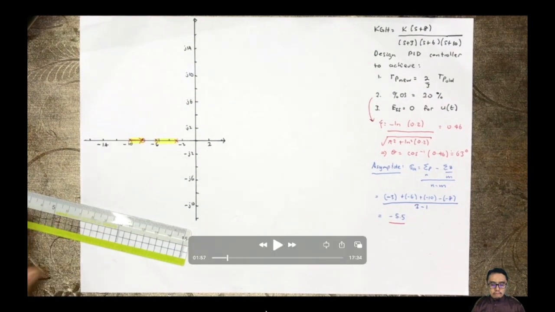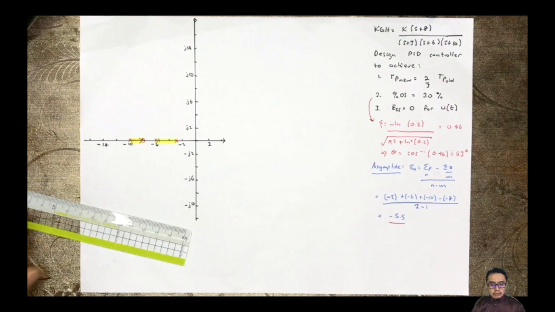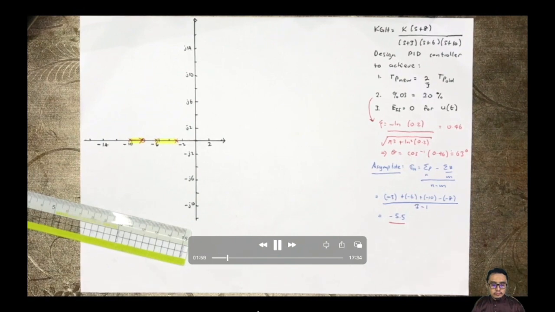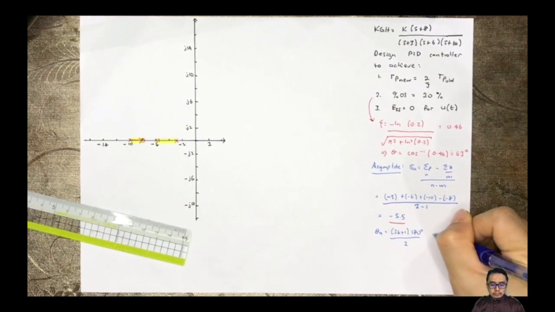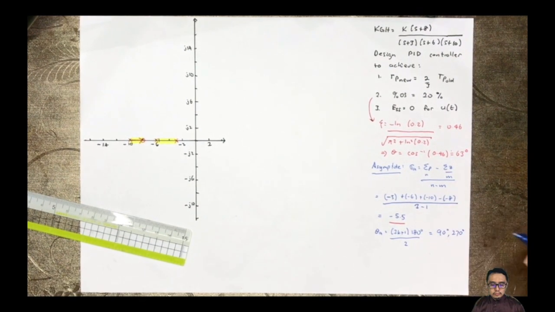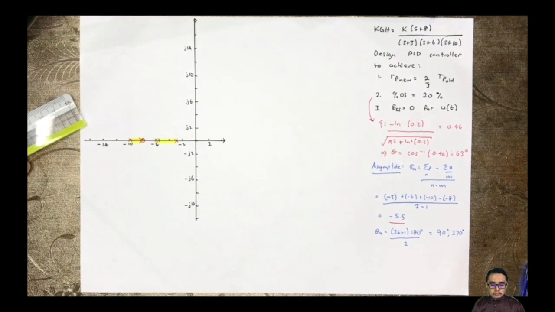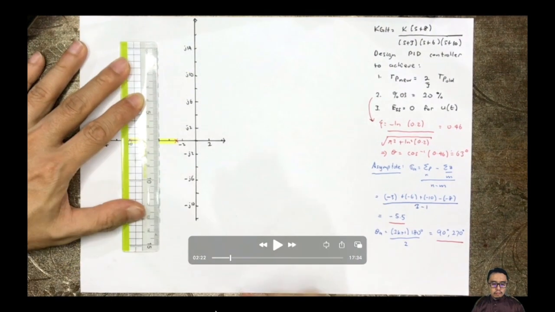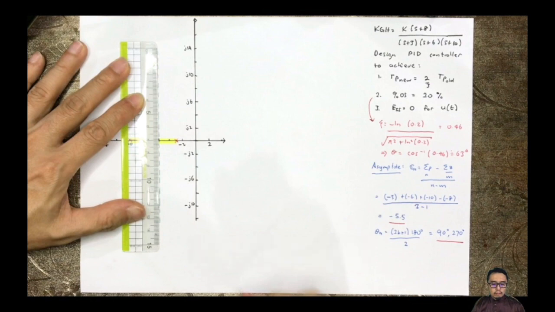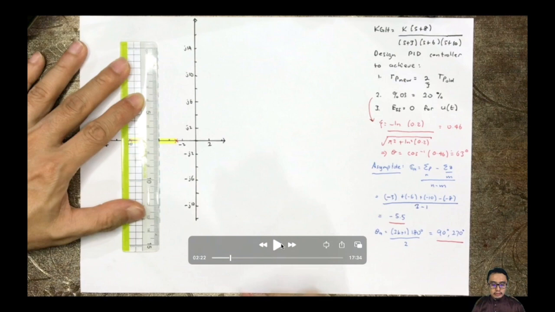The center of the asymptote has been found using that equation: minus 5.5. Now we need to find the angles of the asymptote. That's easy. There are just two angles, 90 degrees and 270 degrees. So we can mark it on the complex plane.